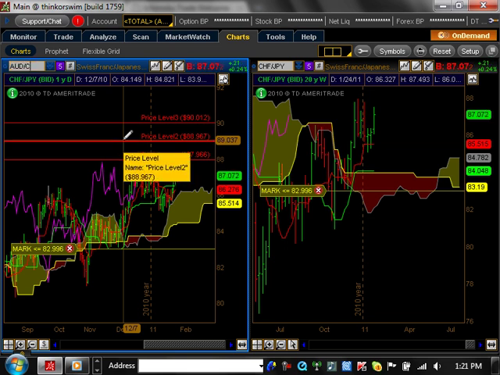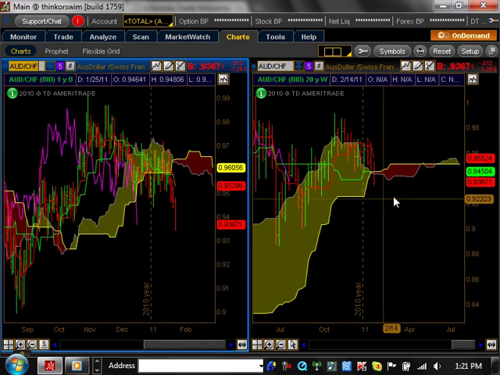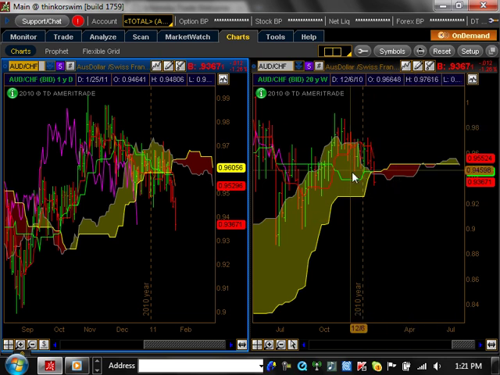Let's see, the other one was Australian Swissy, I think. If you look at Australian Swissy, there's really nothing there because it's consolidating here, consolidating there.